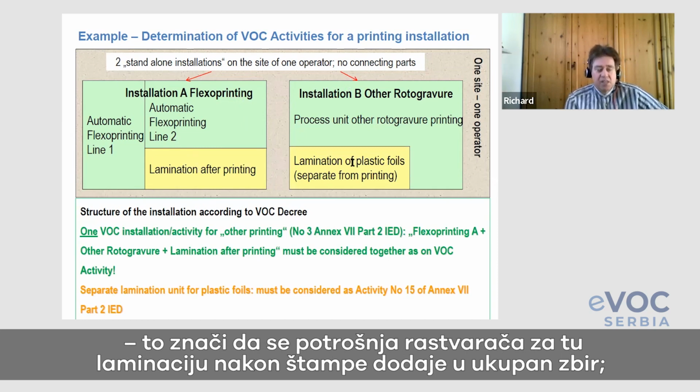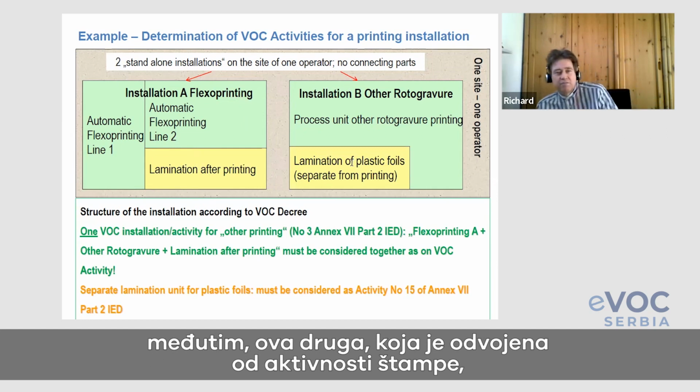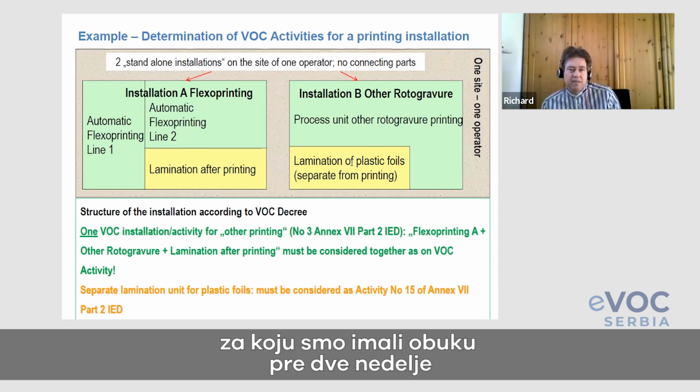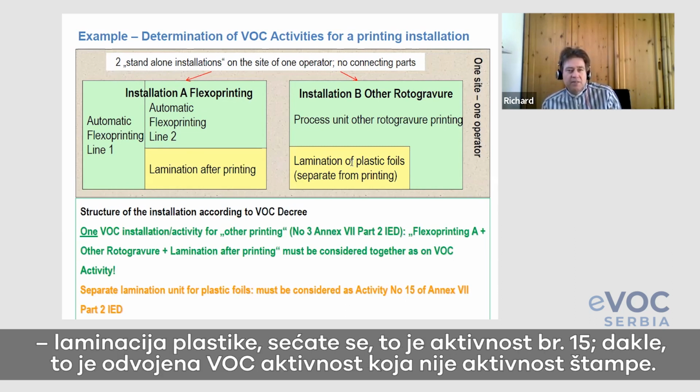But here, where the lamination process is separate from the printing activity, that solvent consumption is excluded. So that lamination can be another activity that we had two weeks before. The lamination of plastics, remember, that is activity number 15. So that is an individual VOC activity besides the printing activity.